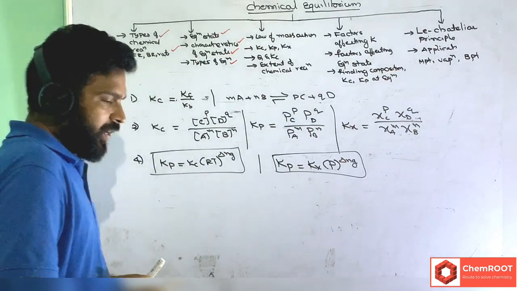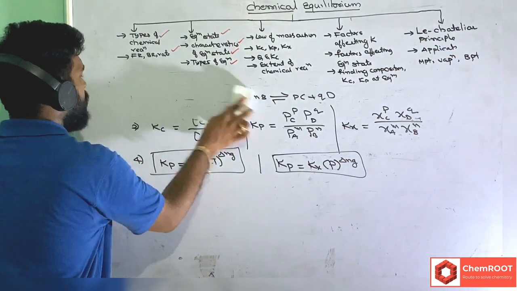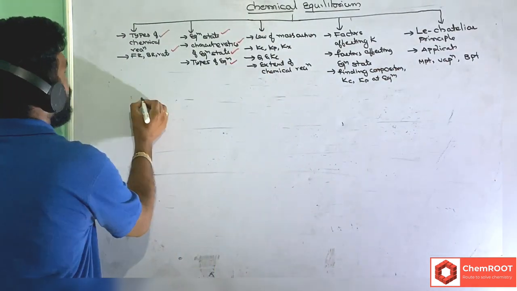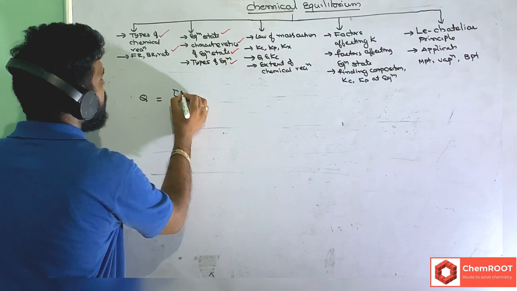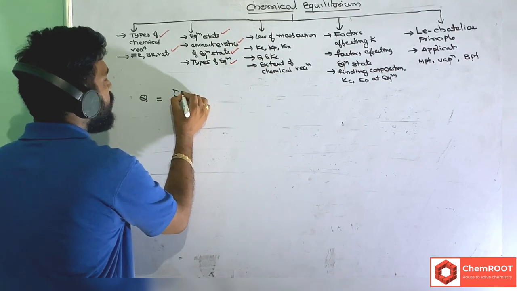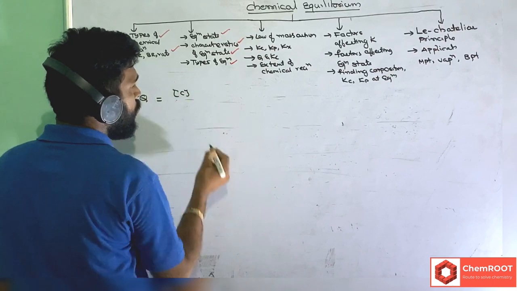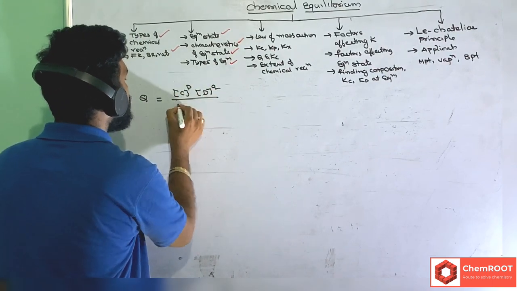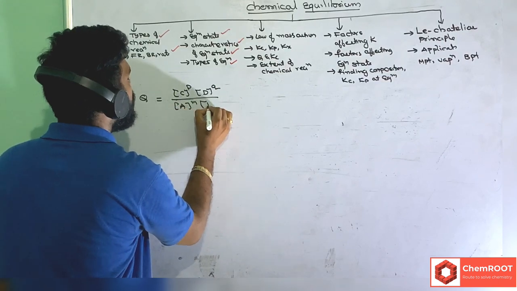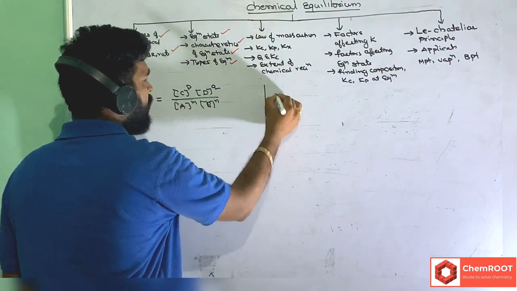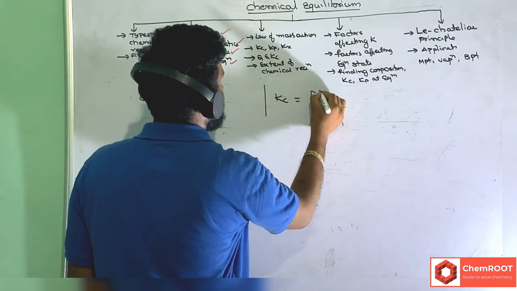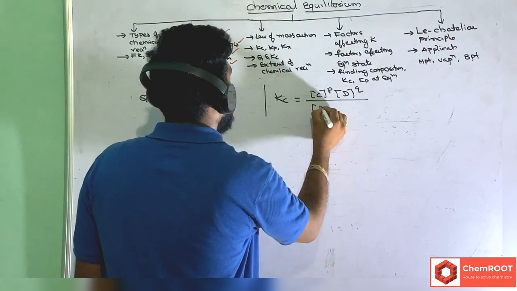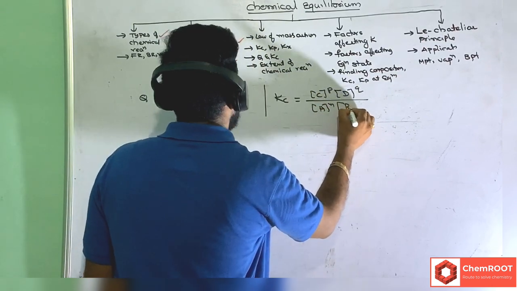Now, what is the Q and Kc? Okay, so what is the Q basically? Q is the reaction quotient. The expression will be same. So, concentration of C to the power of P and concentration of D to the power of Q by concentration of A to the power of m and concentration of B to the power of n. And Kc also has the same expression, concentration of C to the power of P and concentration of D to the power of Q, concentration of A to the power of m and concentration of B to the power of n.